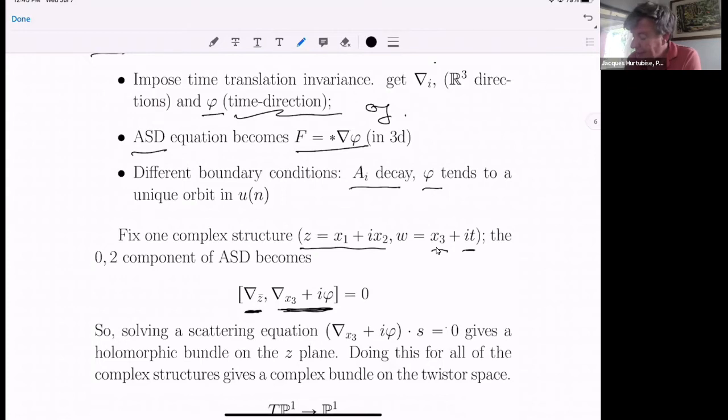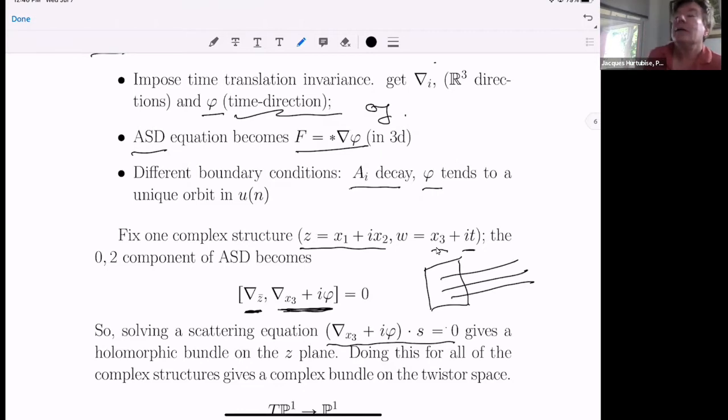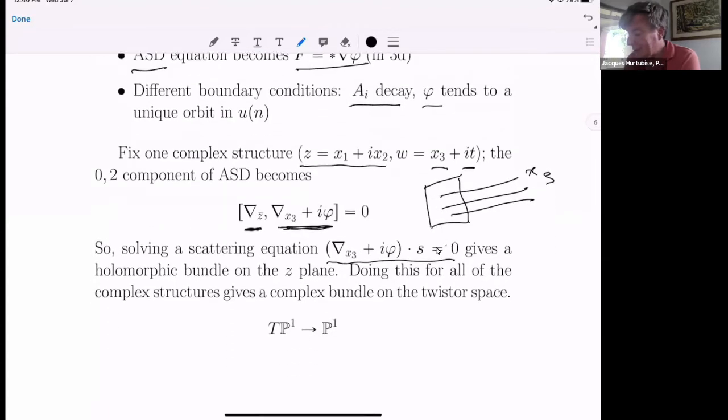And so if you solve this equation, it's an ODE, and you solve it for all initial conditions in that plane, so you solve it in this x3 direction, you've got a holomorphic bundle on that z plane, the x1 plus ix2. And if you do this for all complex structures, you get a complex bundle in twistor space.